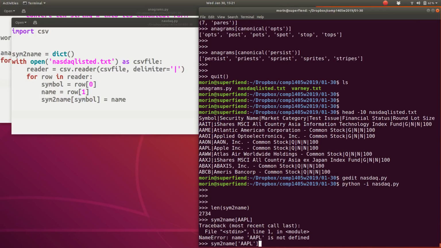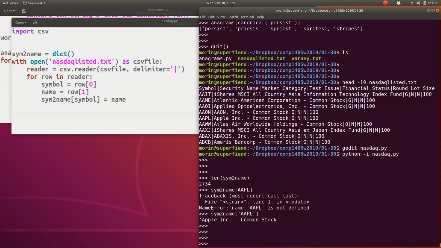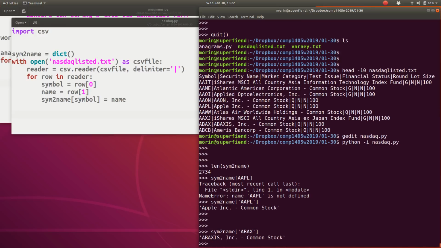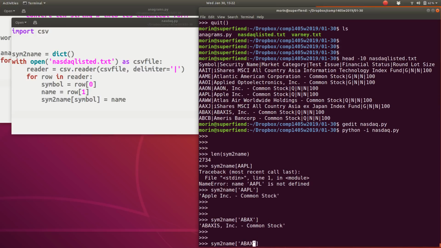We have to look up strings. So AAPL stands for Apple. Anybody else know a NASDAQ symbol? Nobody has a ton of money that they invest in stock markets? Me neither. So all we can do is check it. Okay.